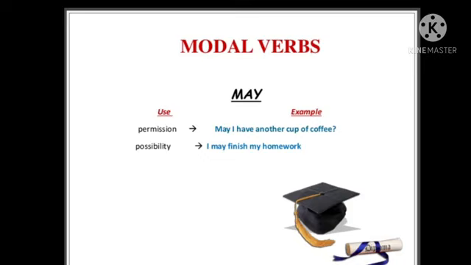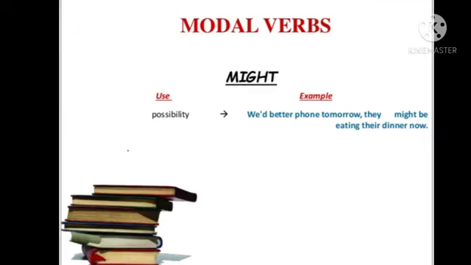May, we use to show permission or possibility. "May I have another cup of coffee?" "I may finish my work." So in order to ask for permission or to show possibility, we use may. Might is also used for showing possibility. For tomorrow, they might be eating their dinner.